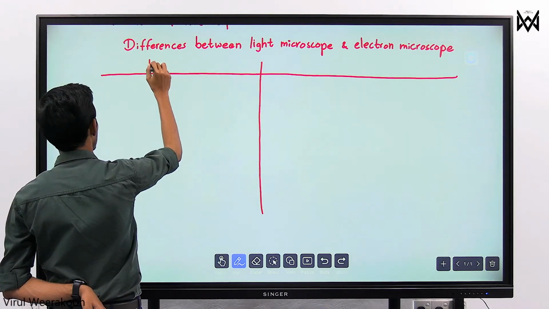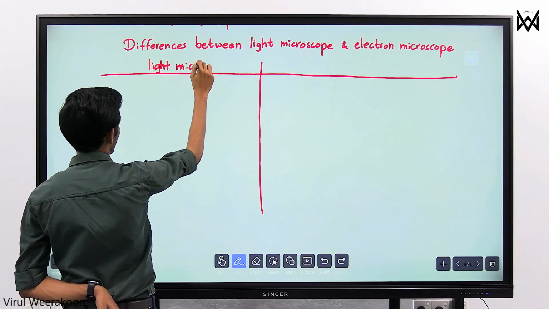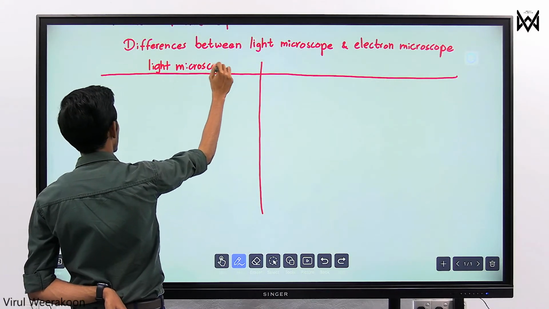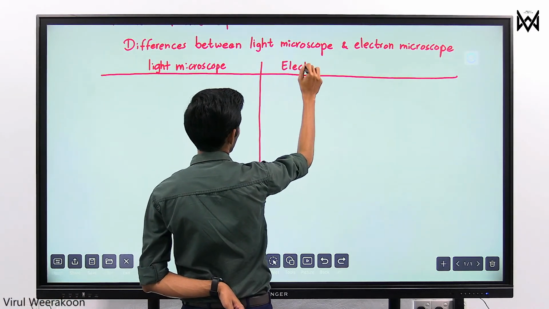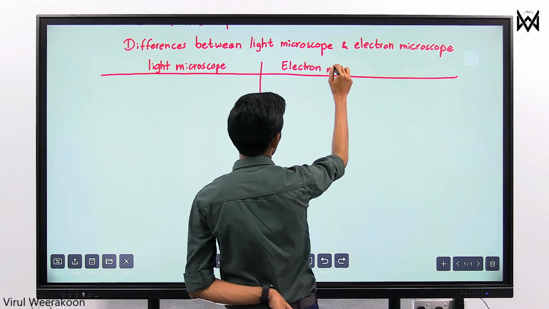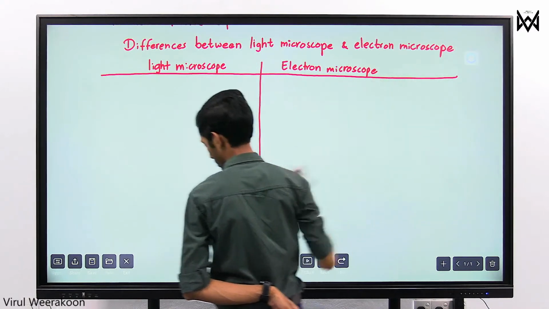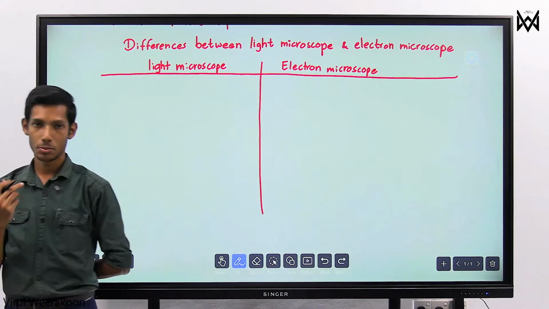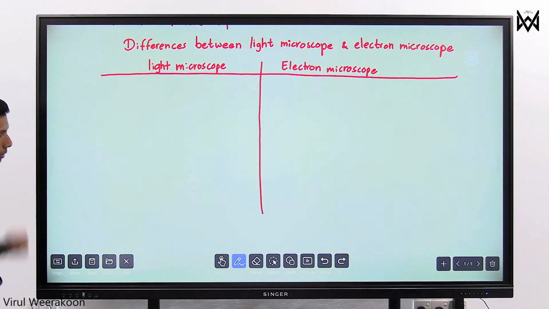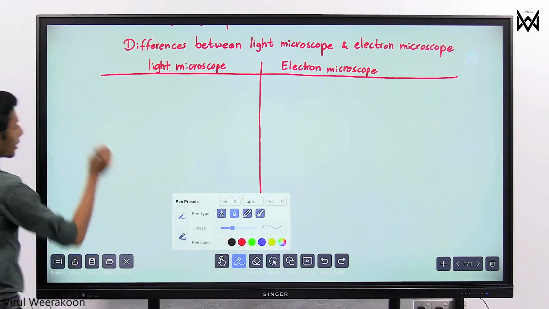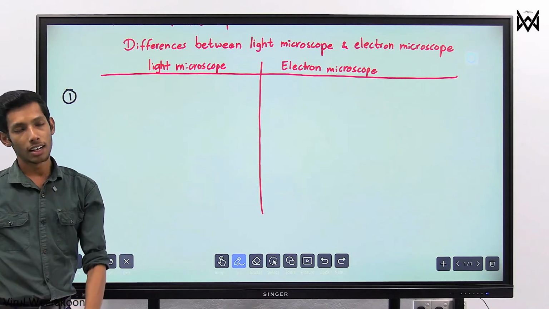So here light microscope means the compound light microscope we are referring to. Then this side, electron microscope. Here we are taking transmission and scanning as one type. First one, write down under light microscope: glass lenses are used.